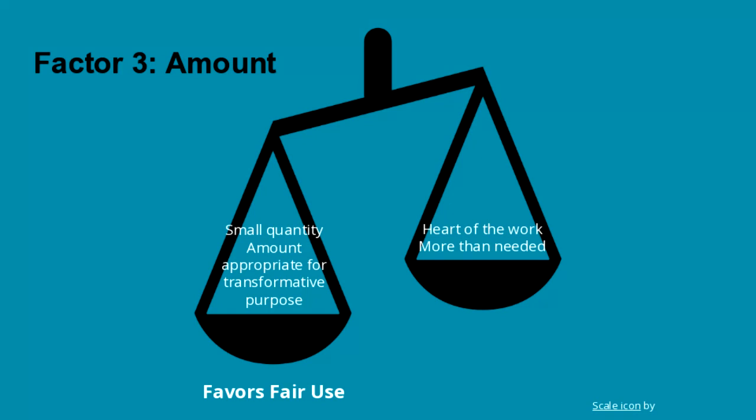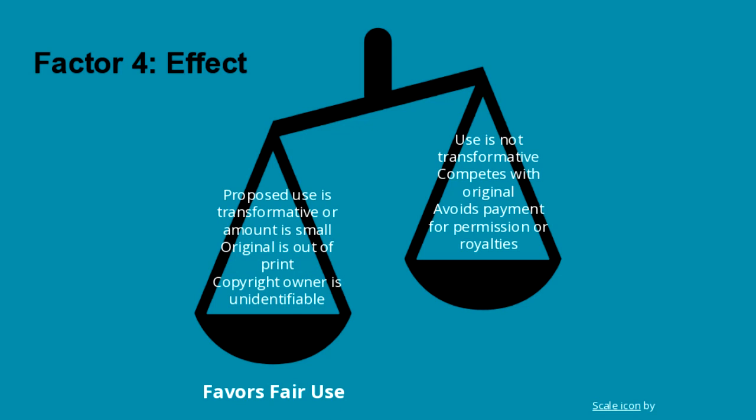Finally, the effect of the use on the market. So the proposed use is transformative. We talked about what that means. Or the amount is so small that it would not have an effect on the market. You're just using a paragraph. You're just using a small image.